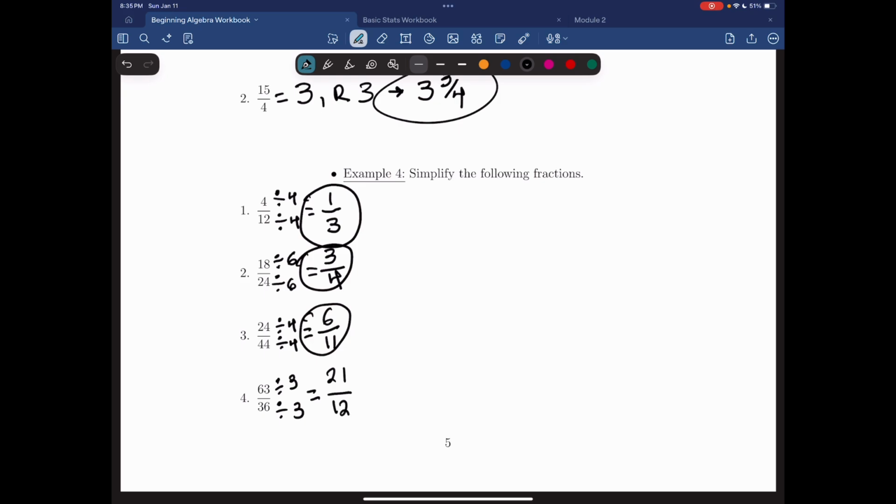And can we simplify this anymore? The answer is yes, we can. Both 21 and 12 are divisible by 3. So we're going to simplify this again, and we get 7 over 4, 7/4. And we can't simplify that anymore or reduce that fraction, 7/4, so that's our final answer.